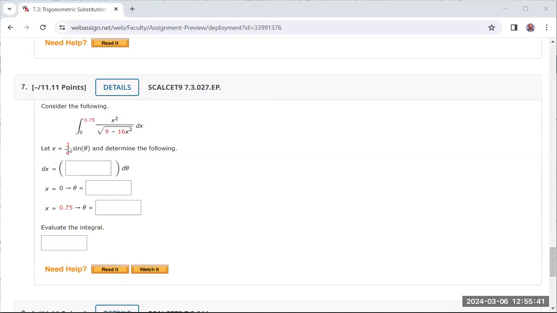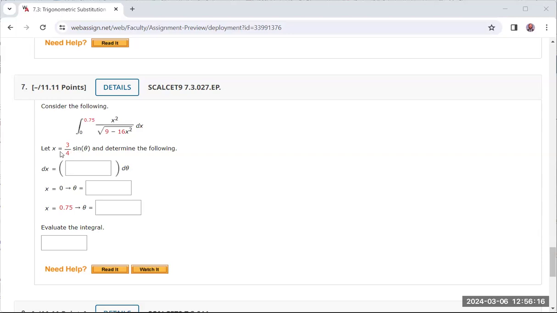In this case, they're suggesting the substitution of 3 over 4 sine theta. Even if you didn't have that suggested, the way that you could get that is by factoring out a square root of 16, or factoring out a 4, from the denominator. If you factored out a square root of 16 from the denominator, you'd have 9 over 16 as this first term, but 9 over 16 minus x squared uses a sine identity because that mimics the form of 1 minus sine squared. But what would the x have to be so that it's squared to have a coefficient of 9/16? Well, the x would have to have a 3/4 in front of it. So 3/4 sine theta is the appropriate substitution indeed.